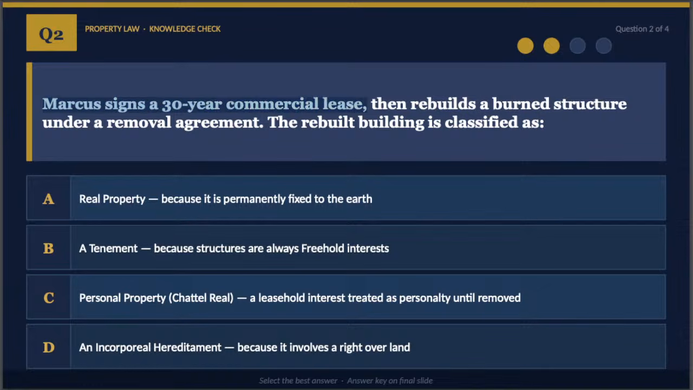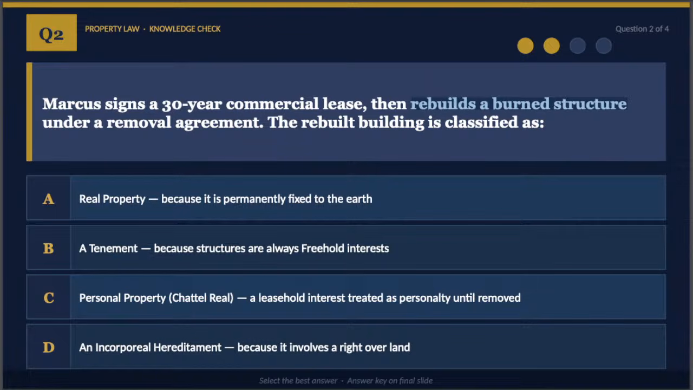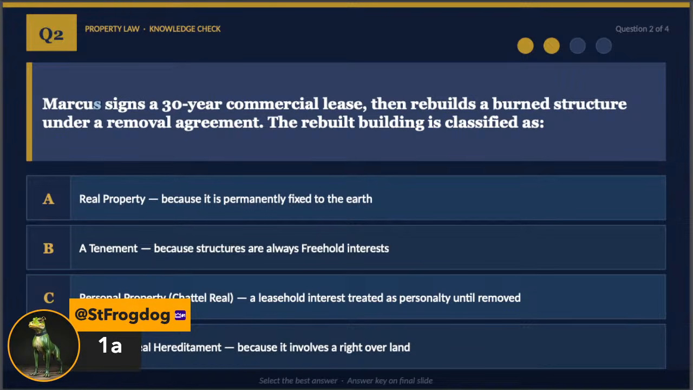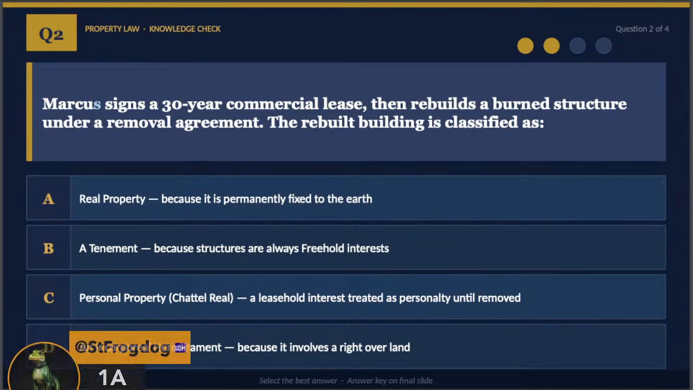Oof. So we got a lot of different choices here for a very confusing situation. Marcus signs a 30-year commercial lease, and then he rebuilds. To make it confusing, he rebuilds. Figure 5227 says 2D. All right, we got one for 2D, an incorporeal hereditament, because it involves a right over the land. All right, so he rebuilds a burned structure under a removal agreement. Sogdog says 2A. All right, so we have a 1A and a 2A. Excellent. I think he had a 1A earlier too. Yes, indeed.